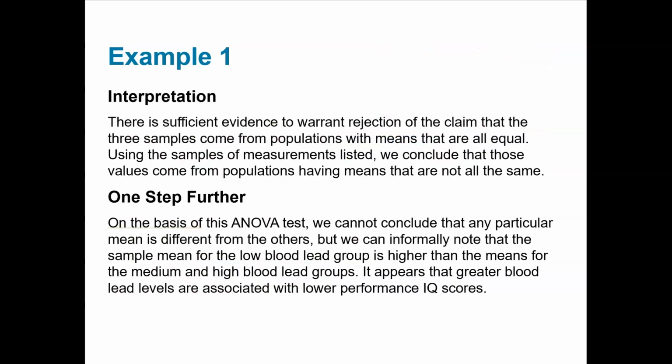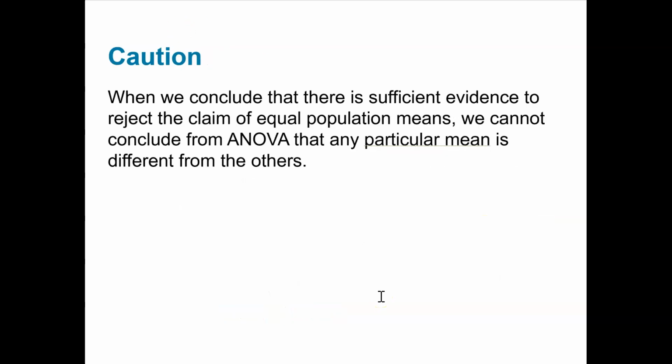To go one step further, we cannot conclude that any particular mean is different from the others. We can't say that this one is different than that one, but we can informally note that the sample mean is higher than the means for the medium and high blood, and we could have figured that out by running one variable statistics on each of these. We'll be doing that for some of the other examples here just to see what's going on. So again, when we conclude that there is sufficient evidence to reject the claim of equal means, we cannot conclude that any particular mean is different from the others. We can only say that at least one is different.